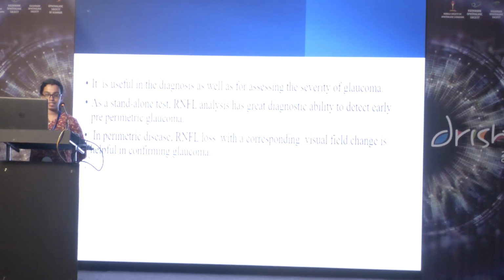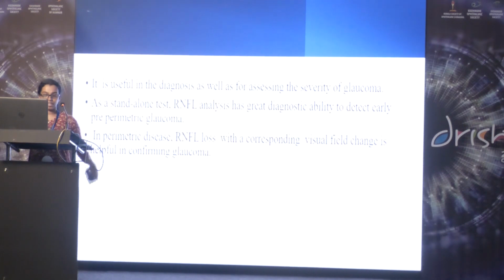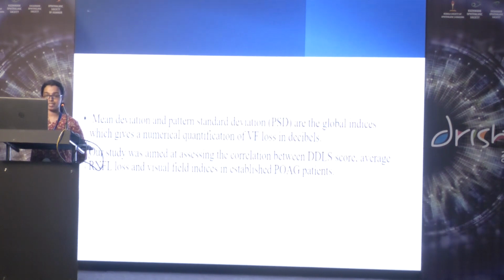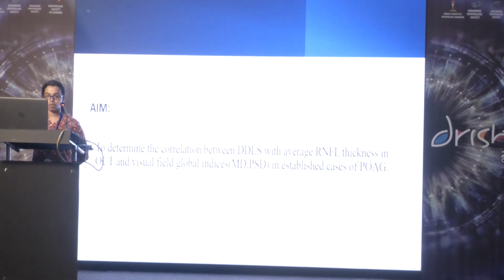As a standalone test, RNFL analysis has great diagnostic ability to detect early pre-perimetric glaucoma, and in perimetric disease, RNFL loss with a corresponding visual field change is helpful in confirming glaucoma. Mean deviation and pattern standard deviation are global indices, which give a numerical quantification of visual field loss in decibels. The aim of our study was to determine the correlation between DDLS with average RNFL thickness in OCT and visual field global indices, that is mean deviation and pattern standard deviation, in established cases of primary open-angle glaucoma.